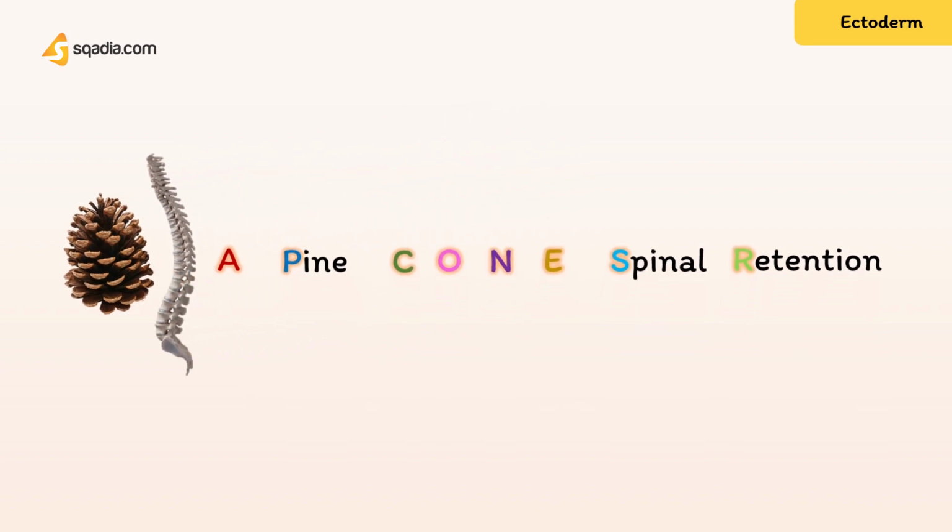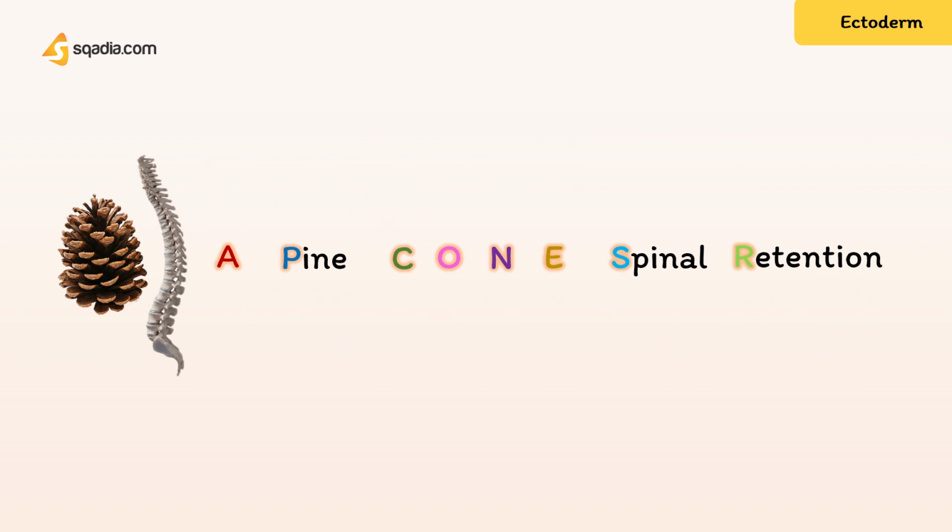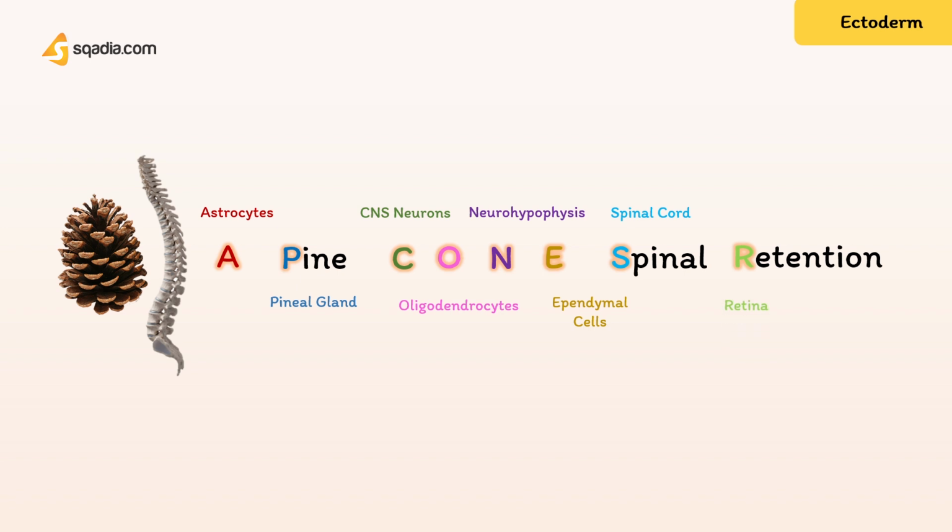Let's go over them one more time, this time with the mnemonic, where A stands for astrocytes, P stands for pineal gland, C is for CNS neurons, O stands for oligodendrocytes, N stands for neurohypophysis, then we have E for ependymal cells, S for the spinal cord, and at last R for the retina. The spinal retention in the end refers to the spinal cord and the retina. So let's revise one more time that the mnemonic for the neural tube is a pine cone spinal retention.